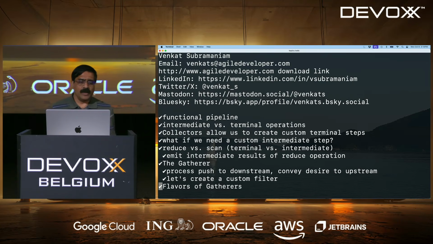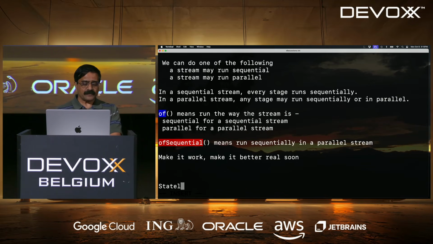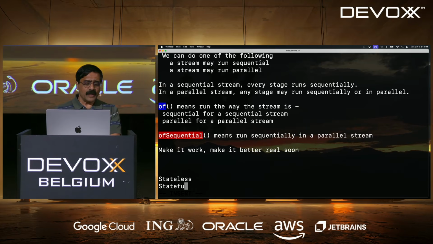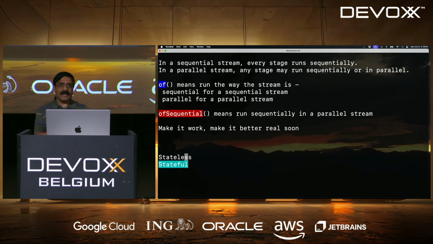That takes us to this concept of the flavors of gatherers. Now, when it comes to the flavors of gatherers, we got 4 different angles we should look into. One is stateless, the other is stateful. So stateless versus stateful. So stateless, what does that stateless really mean? Stateless means that it doesn't have to deal with any of the neighboring data and information about it. Filter is stateless. I think we can agree to it, right? What about map? Stateless. What about limit?